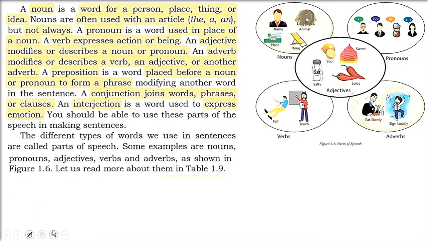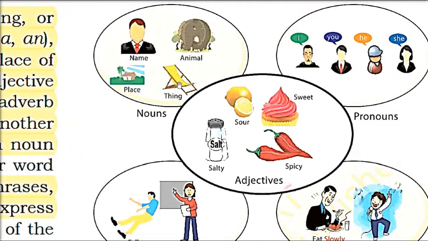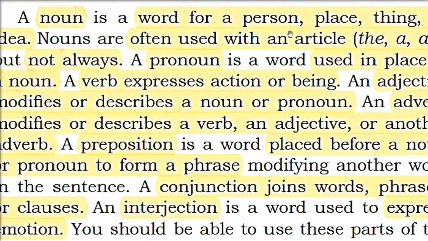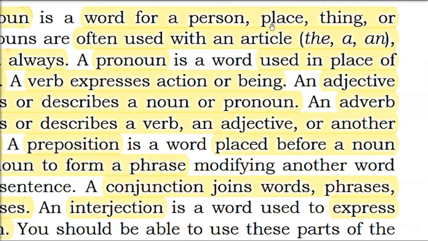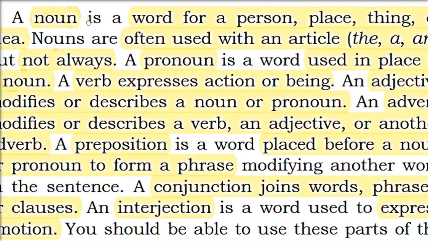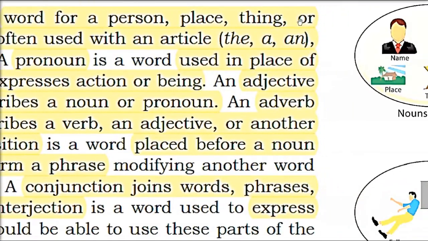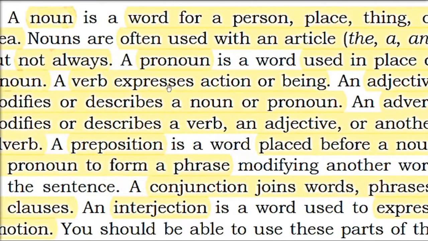Noun, these are parts of speech. Name, place, animal, thing. All the names, yours, mine, any name of the animals. Any animal can be there, any place, anything, vastu. So this will be a noun. A noun is a person, place, thing, or idea. It can be an idea also, a thought also.